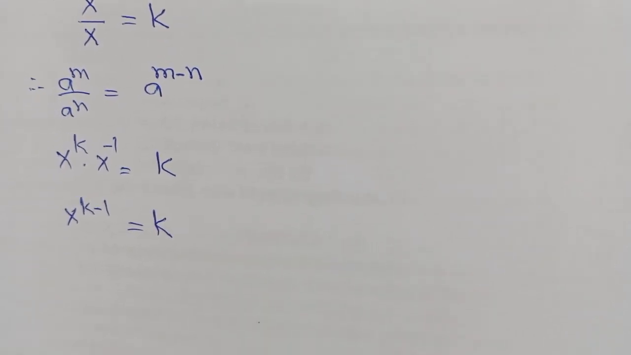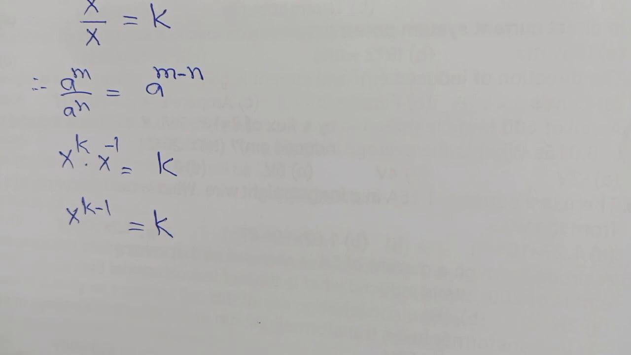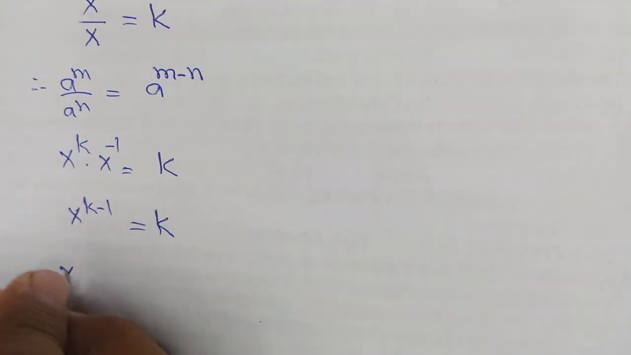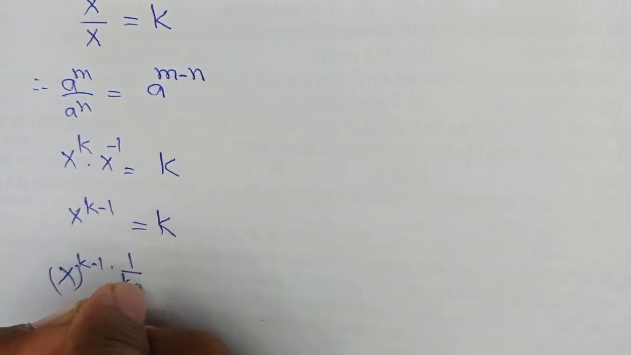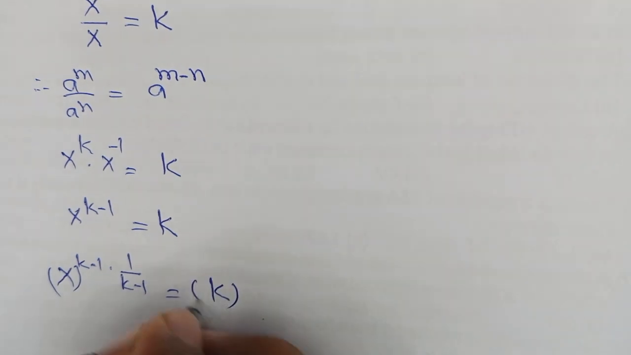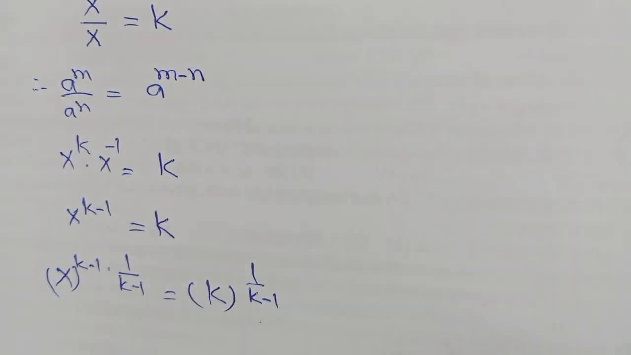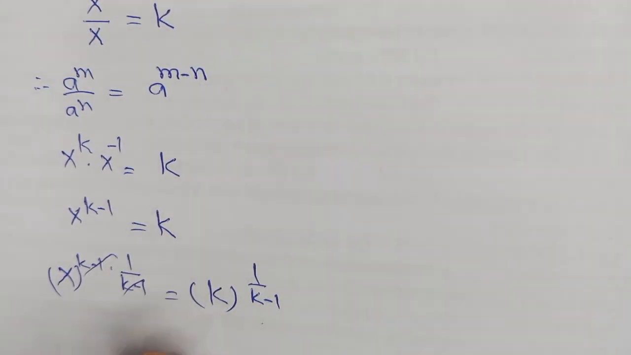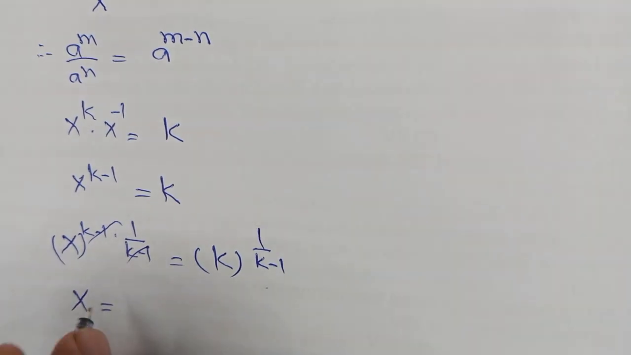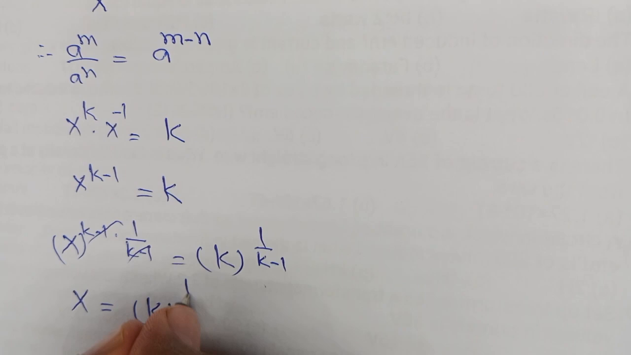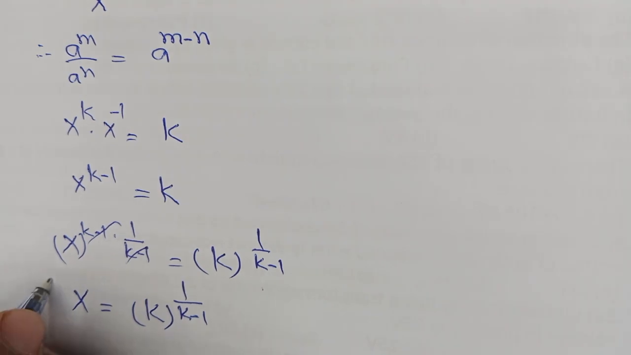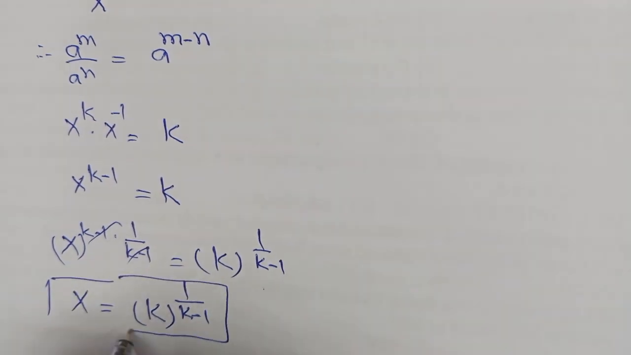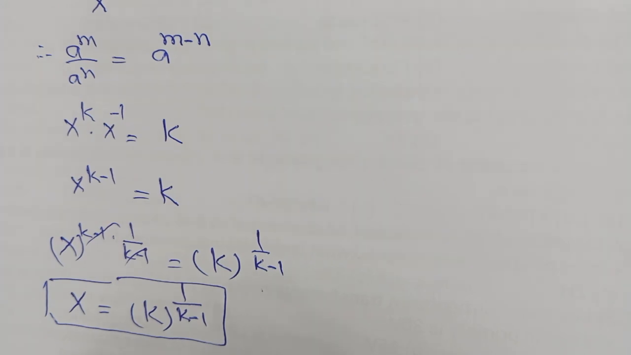Again we are going to raise both sides to the power 1 upon k minus 1. So k minus 1 multiplied by 1 upon k minus 1 will cancel out, and here there will be only the value of x. So this is the value of x: x is equal to k power 1 over k minus 1.